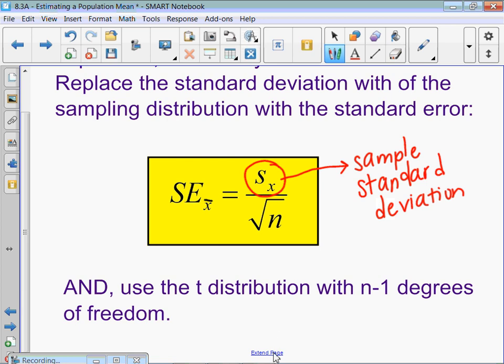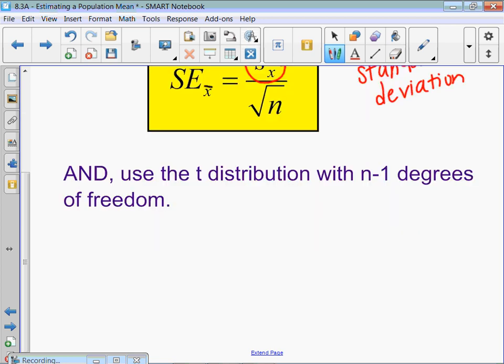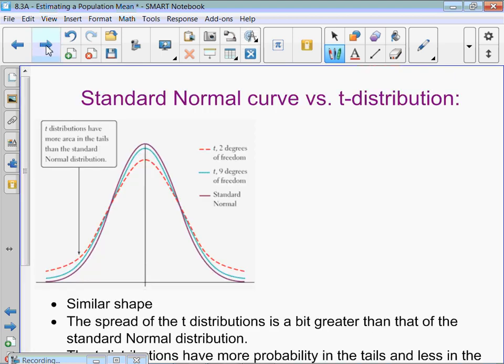And what happens is we get a different distribution called the t distribution with n minus 1 degrees of freedom, which we will talk about. So the standard normal curve versus the t distribution. We're going to use the t distribution when we don't know sigma, which is the majority of the time. So most of the time when we do means, you're going to be using the t distribution.